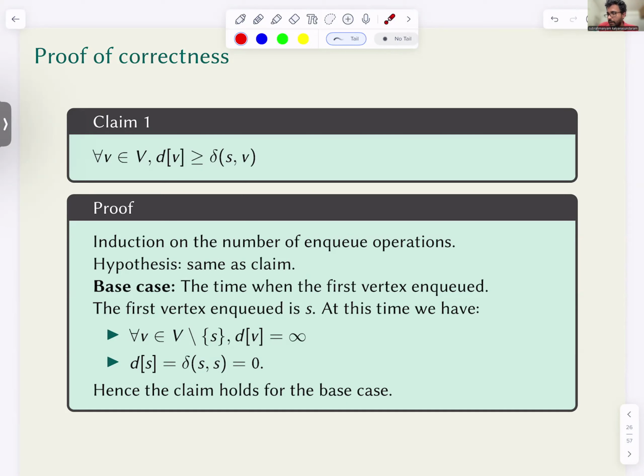When we are beginning, all the vertices have d value infinity, except S, which has d value 0. For S, there's no edge, so if you start at S, you have a zero length path. So dS is equal to 0. For all the other vertices, dV is set to infinity, which is certainly bigger than the actual shortest path length. So the base case is true.